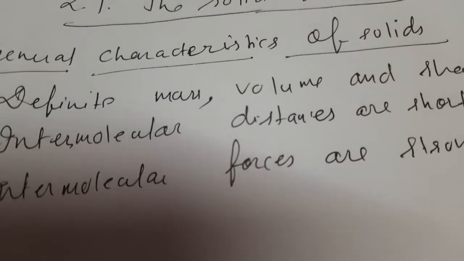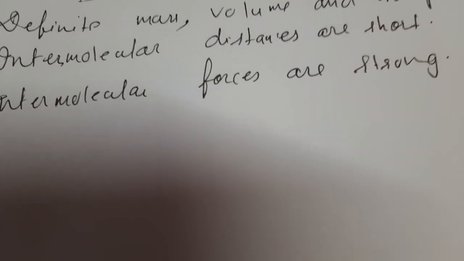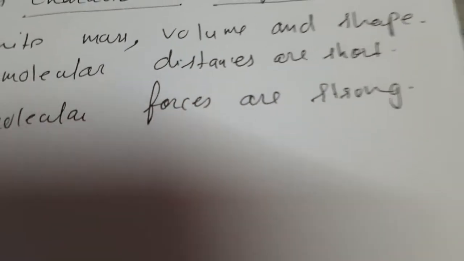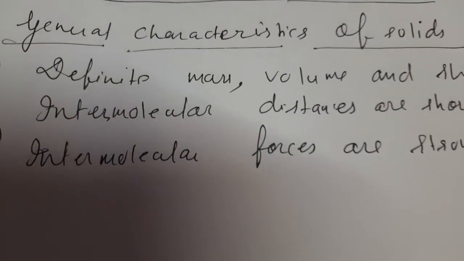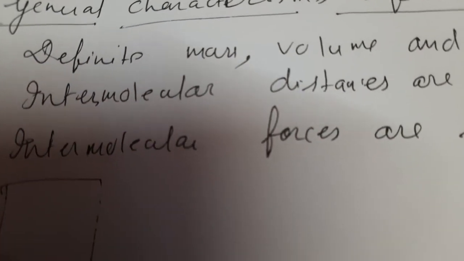Fourth one is their constituent particles. What are the constituent particles, beta? Atoms, molecules, ions. They have their fixed position and they can only oscillate about their mean position. So if we talk about a solid, this is the structure of a solid. What we see, the molecules are at a fixed position. Correct?